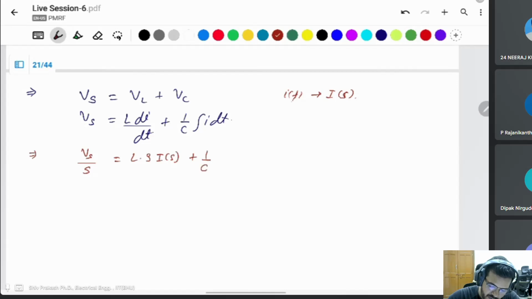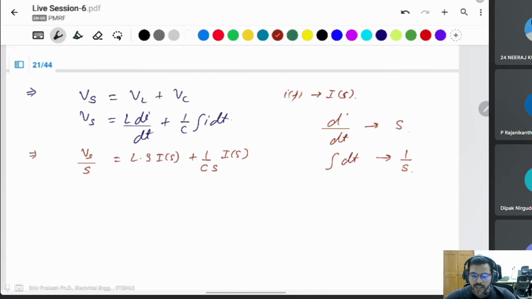The 1 by C integration will be 1 by C S. For differentiation, d by dt goes to S in the Laplace domain, and for integration it goes to 1 by S. We know about the integral in a PI controller, the integral gain; it is the same thing, the transfer function is 1 by S because of integration.